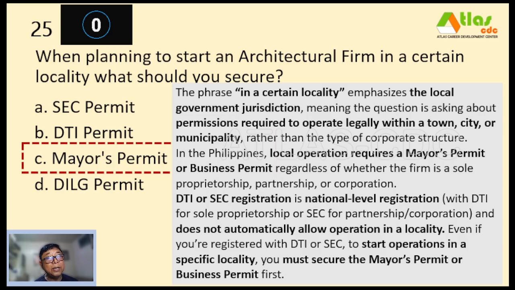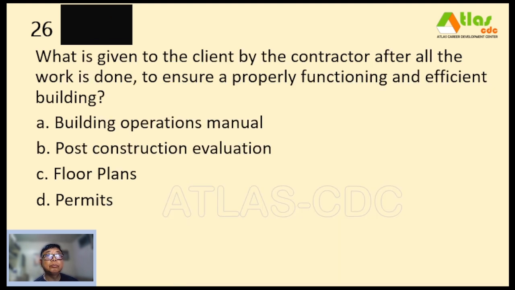Even if you're registered with DTI or SEC, to start operations in a specific locality, you must secure the mayor's permit or business permit first. So 26. What is given to the client by the contractor after all the work is done to ensure a properly functioning and efficient building? A. Building Operations Manual, B. Post-construction evaluation, C. Floor plans, and D. Permits.